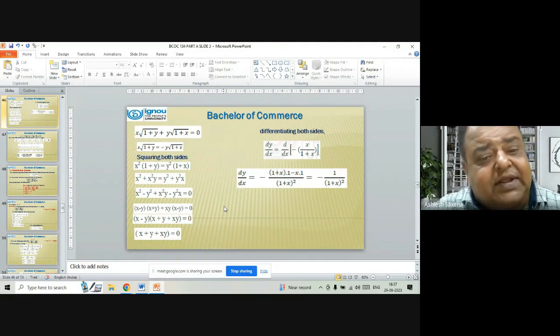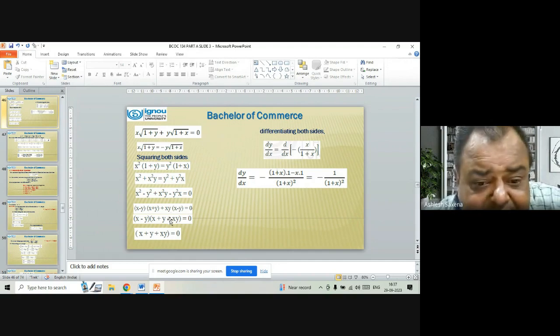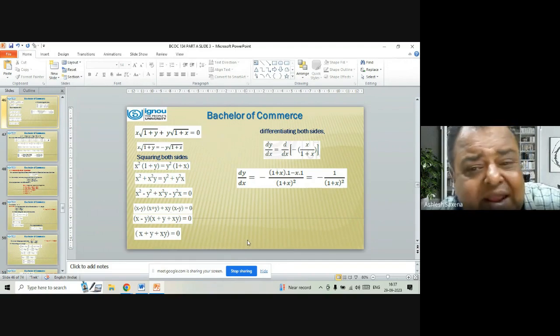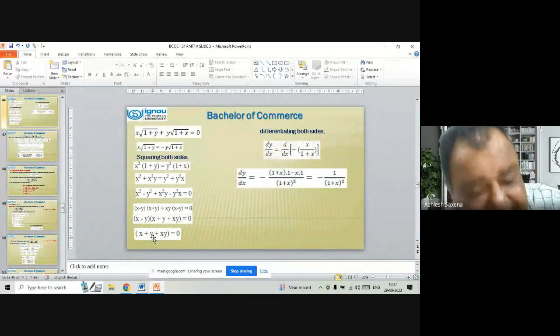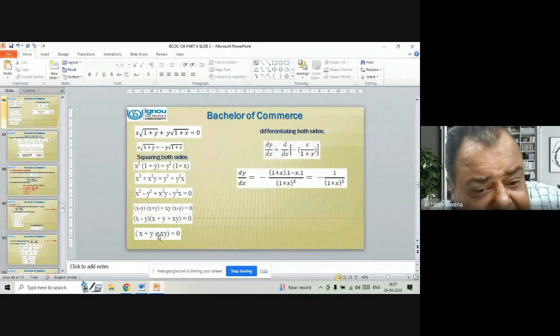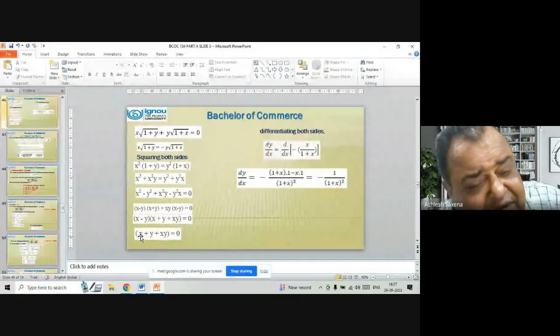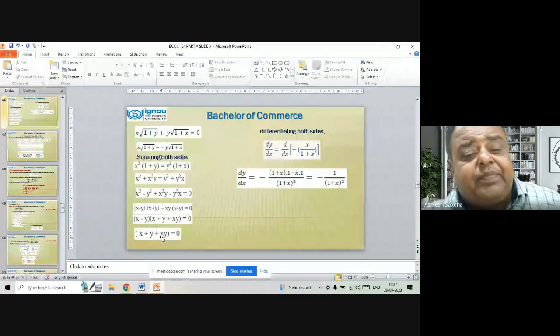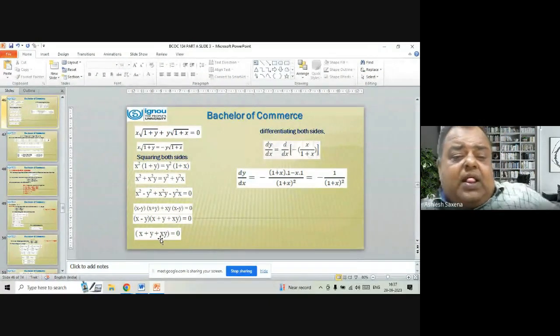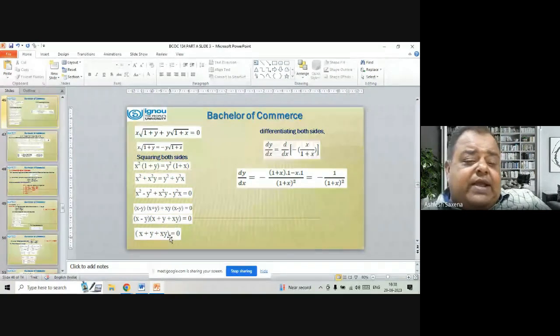This means either this will be 0 or this will be 0. y cannot be equal to x, that means this will be equal to 0. Now I will be differentiating. When I differentiate this, derivative of x will be 1, derivative of y will be dy by dx, and derivative of xy will be x into dy by dx plus y. Or you can do one thing.